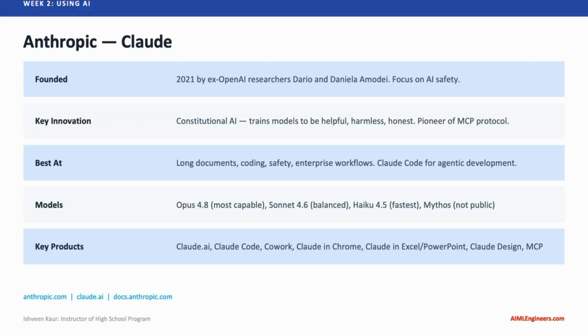And they also pioneered MCP, which is Model Context Protocol, and we'll cover more of this in week 3. But it's becoming the standard for connecting AI to external tools, which is important in the development of agentic AI. And some models are Opus 4.8, which is fairly new. It released about maybe 5-6 days ago.